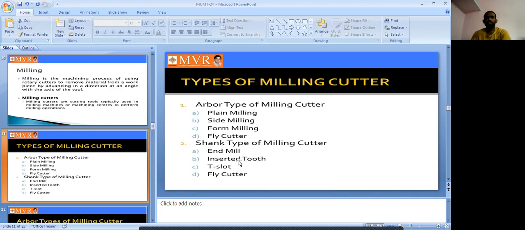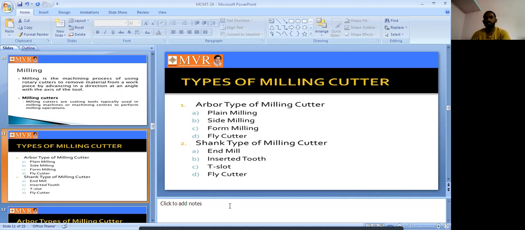Next, we can see shank type milling cutters. In shank type milling cutters, again we have four classifications: end mill, inserted tooth, T-slot, and fly cutters. These are the other types of milling cutters. Generally, milling cutters are of two types: arbor type and shank type. In arbor type: plain milling, side milling, palm milling. In shank type: end milling, inserted tooth, T-slots, fly cutters. These are the different types of cutters.